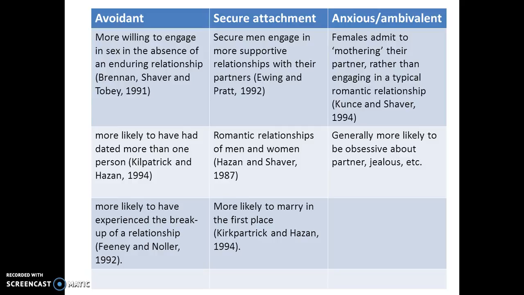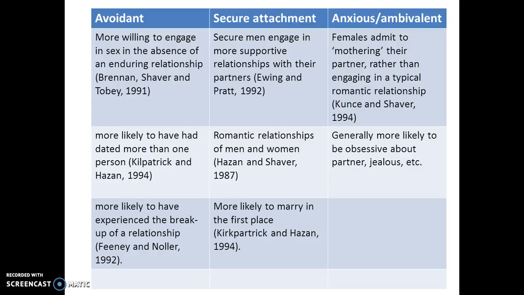We know that avoidant adults are more willing to engage in sex in the absence of an enduring relationship. They're more likely to have dated more than one person and more likely to experience a breakup of relationships. They've got fractious relationships, often quite promiscuous, and often not that concerned about love. Secure people have supportive relationships and are more likely to marry in the first place. Anxious, ambivalent females admit to smothering their partner. People often obsess about their partner sleeping with somebody else and might end up stalking them on social media or following them about to make sure that they can trust them.